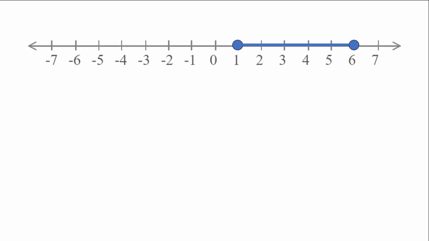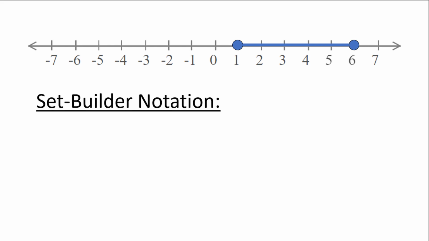Let's say we want to specify the interval on the number line between 1 and 6. I have included a closed circle at both 1 and 6 to indicate that the values 1 and 6 are included in my interval. If we want to specify this interval using set builder notation, we always start with an open bracket. And then we write our variable, which is almost always x. Then we write a vertical line, which means such that.